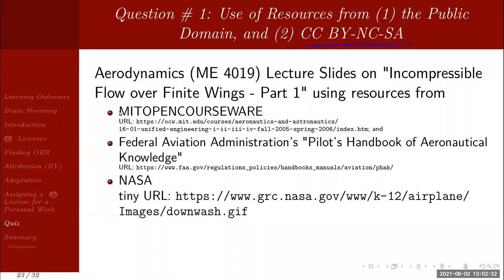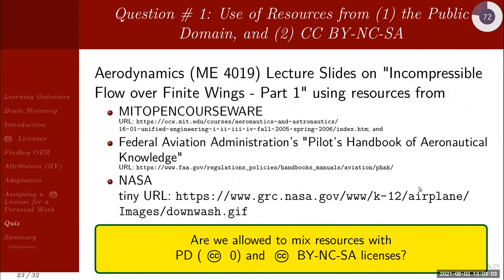The resources are from MIT OpenCourseWare. MIT OpenCourseWare has this license, CC BY NCSA. Then another resource is from the Federal Aviation Administration's Pilot's Handbook of Aeronautical Knowledge. You can see the links here, and this is in public domain. From NASA, this is in public domain as well. Now I have a question: are we allowed to mix resources with public domain and CC BY NCSA?